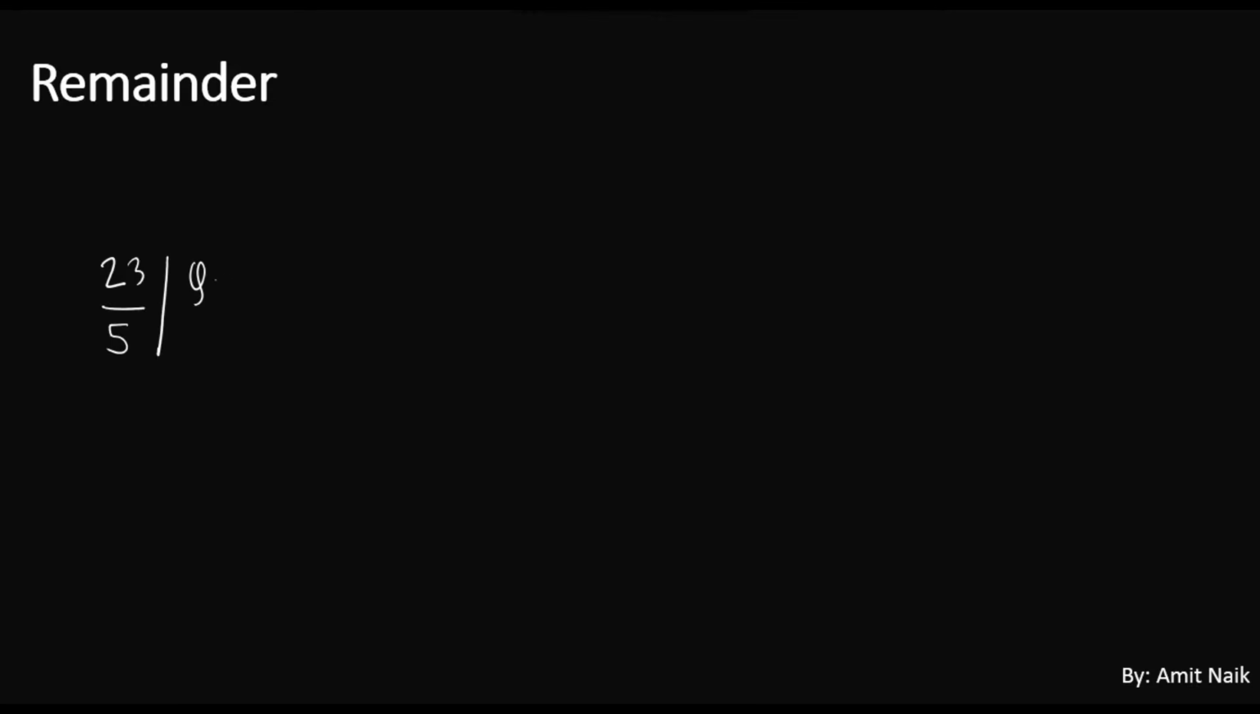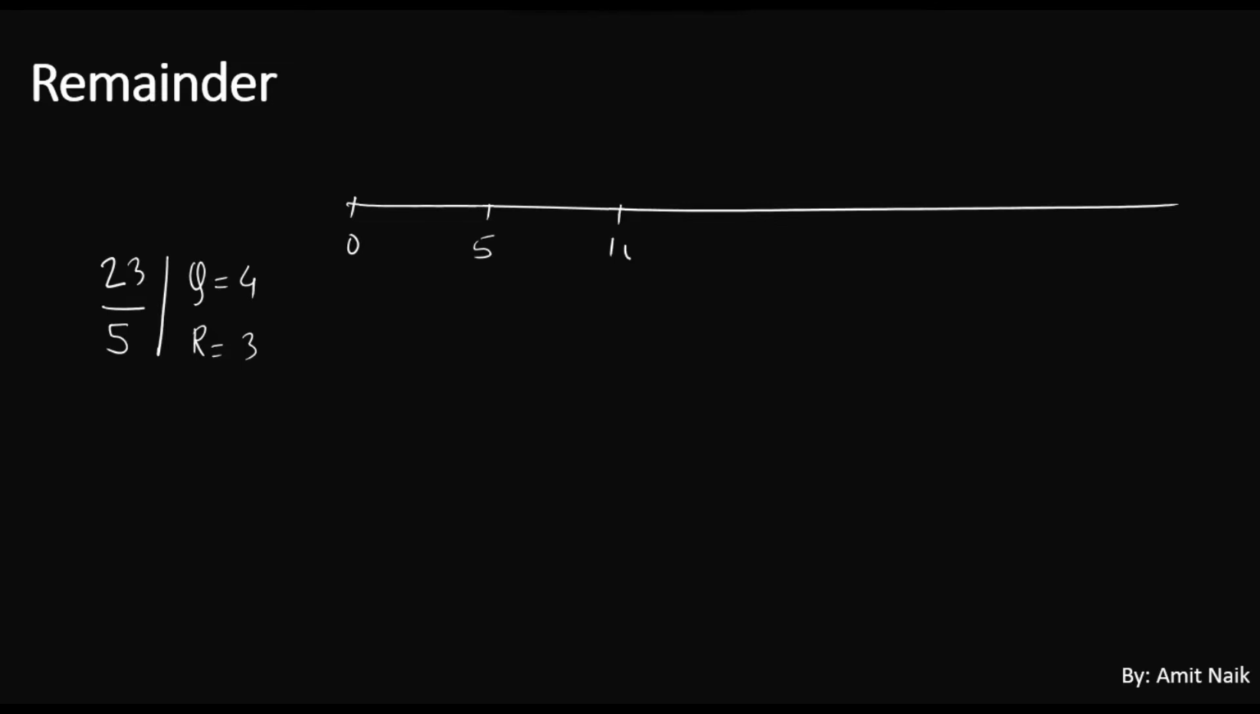The quotient is going to be 4 and the remainder is going to be 3 because 5 into 4 is 20 plus 3 is the remainder. But let us have a better understanding about the remainder with the help of a number line. What I'm doing here is I'm writing down the multiples of 5. So 0, 5, 10, 15, 20, 25 and so on. There will be infinite number of multiples. But I'm interested in the number 23. 23 should be somewhere here, right?